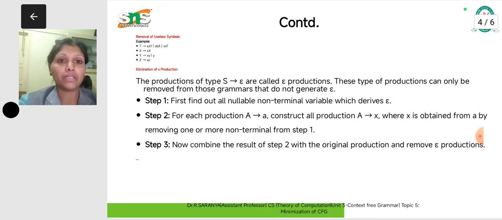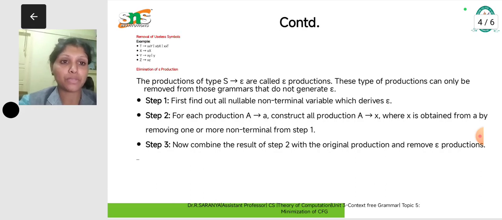Given, for example, a production set of rules, we look for productions of type S that gives epsilon, called epsilon productions. These types of productions can only be removed from grammars that do not generate the epsilon.